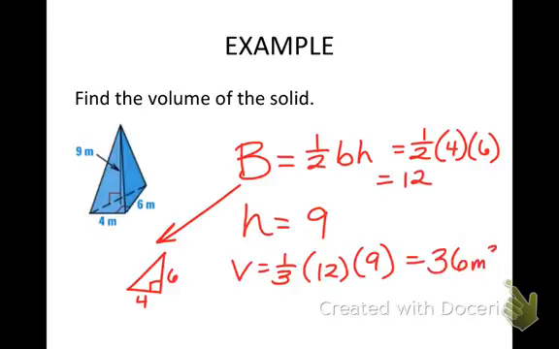36 meters cubed. Do not forget units cubed when doing volume. On your final exam, do not forget your units squared for area and your units cubed for volume. You'll get points taken off. That's silly points to lose. All right, let's do the cone on the back.